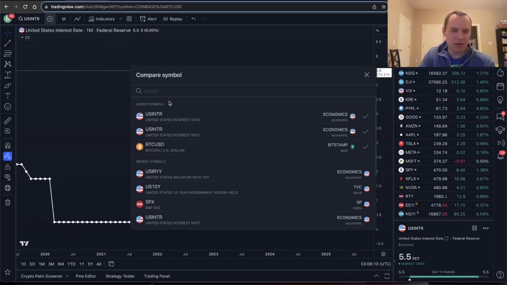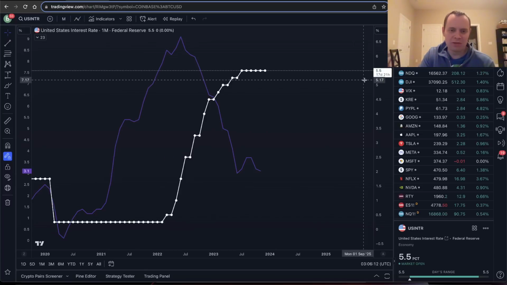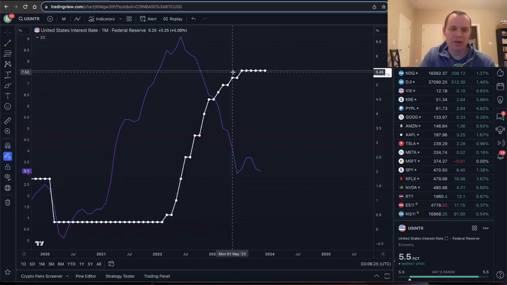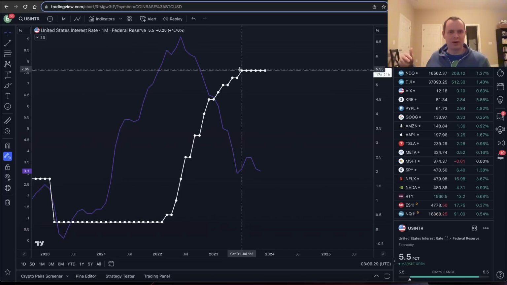So if we were to overlay the United States headline inflation rate, you can see that the Fed funds rate and headline inflation actually crossed at around 4.5%. And then it seemed reasonable that we would need to go up to a level that would be well above where inflation is in order to ultimately bring it back down.